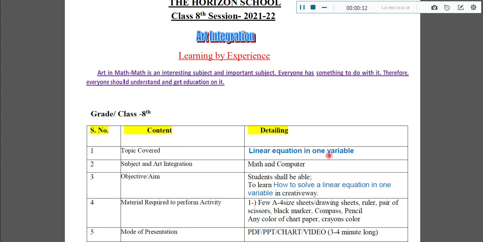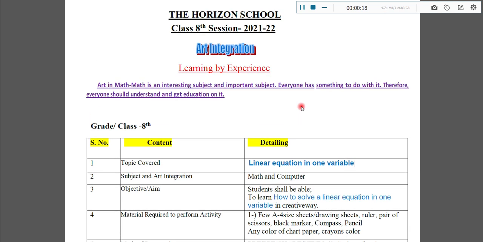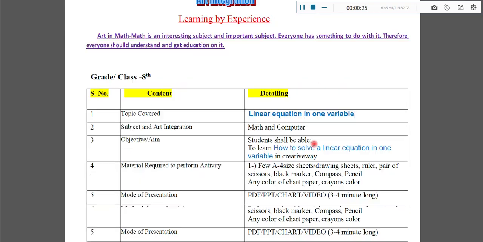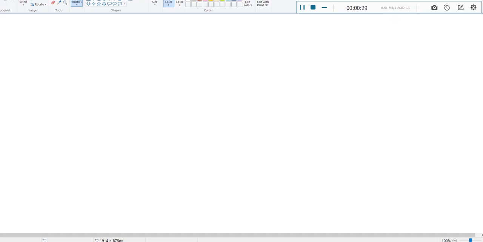As I have covered linear equations in one variable in the class also, I hope you all know what a linear equation is. So let's take one example. The example that I have covered in this activity is 2x + 3 = 5. Let's say 2x + 3 = 5.